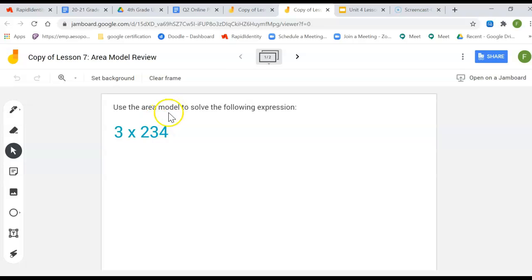Okay, so on this first one, and the only one for this particular Jamboard, the instructions are to use the area model to solve the following expression: 3 times 234. So using the area model, you can use your pen feature up here to draw your rectangular sections. Remember, don't forget about your partial products, and don't forget about your final product. Don't forget about decomposing your number. So we'll take just a couple of minutes for you to work on this problem and complete it. So pause the video.